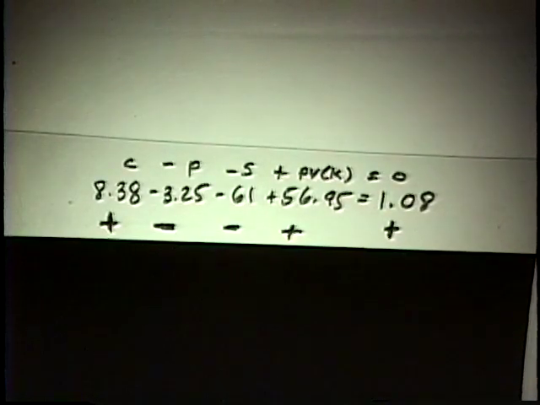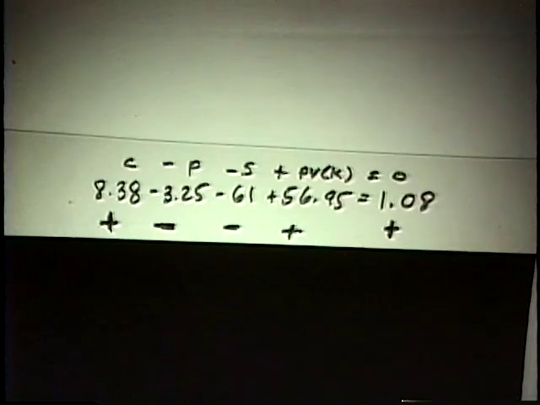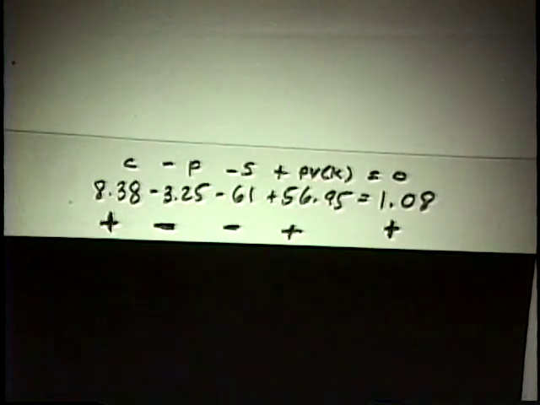What do I do with the call? Sell it. Exactly what we said. We're going to sell the call. A negative cash flow today of 325 for the put means that I'm going to buy the put. A negative cash flow of 61 today for the stock means that I'm going to purchase the stock. And plus 56.95 is a positive cash flow.